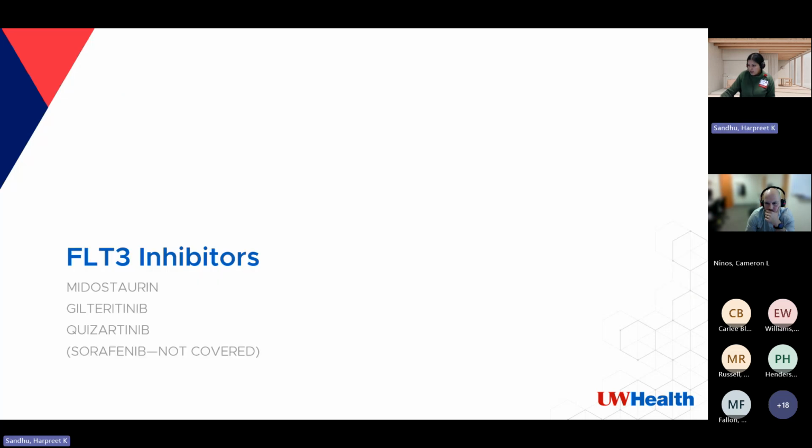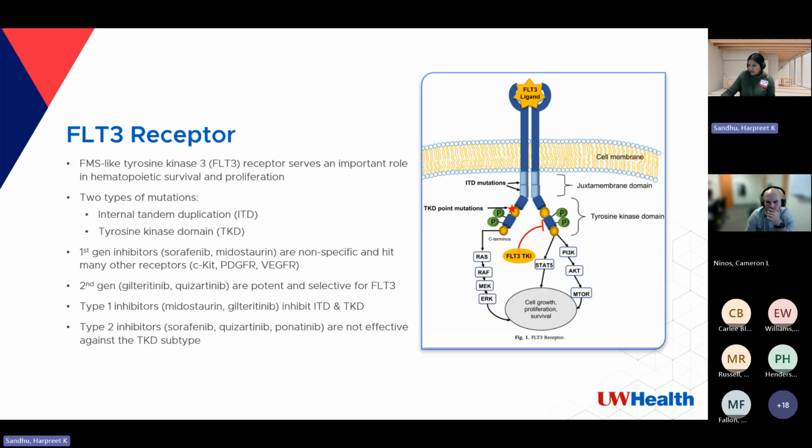Moving on to FLT3 inhibitors, we'll cover midostaurin, gilteritinib, and quizartinib. So FLT3 is FMS-like tyrosine kinase 3. The FLT3 receptor has an important role in hematopoietic survival and proliferation. There are two types of mutations. You can have an ITD mutation, a mutation in the internal tandem duplication region, or a TKD mutation, which is a mutation in the tyrosine kinase domain.